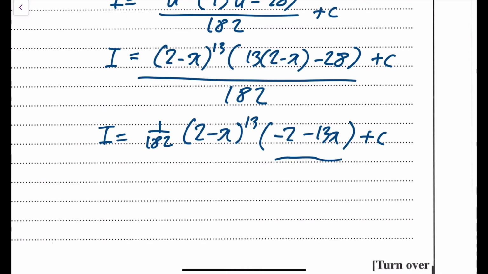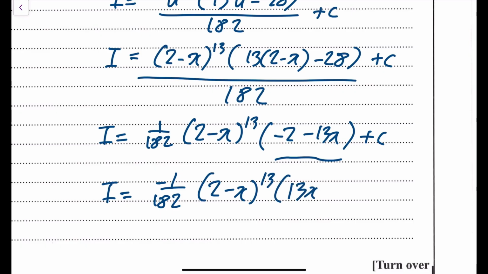And probably you could take a minus outside this bracket, so it becomes minus 1 over 182 times 2 minus x to the power of 13, and then that's going to be, you've taken a minus out, so it becomes positive 13x, positive 2, and then plus your constant of integration.